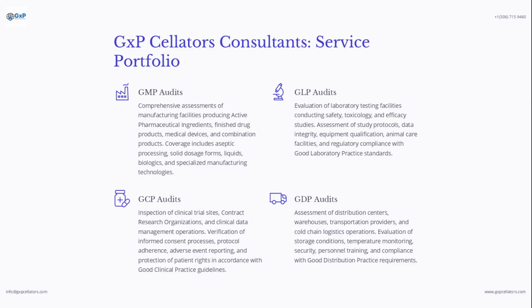GXP Salator's consultants offer a comprehensive service portfolio, including GMP, GLP, GCP, and GDP audits. Their expertise spans various areas, ensuring that clients receive thorough assessments and guidance tailored to their specific needs.